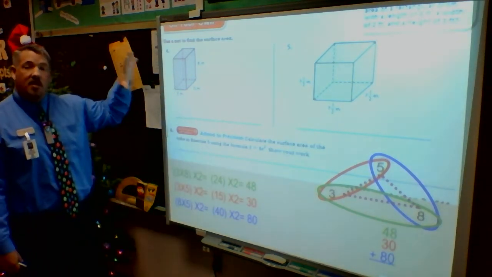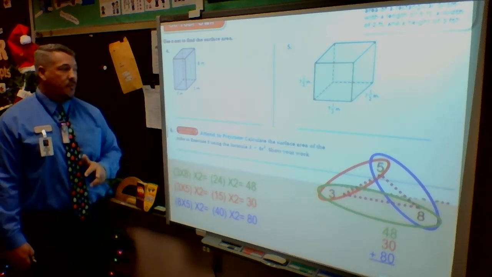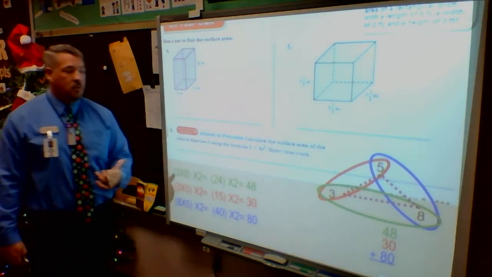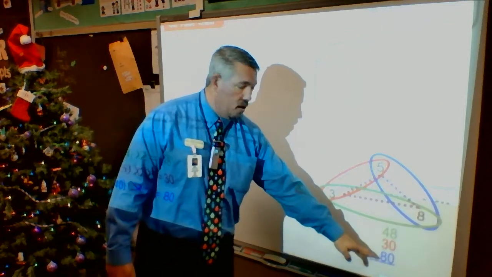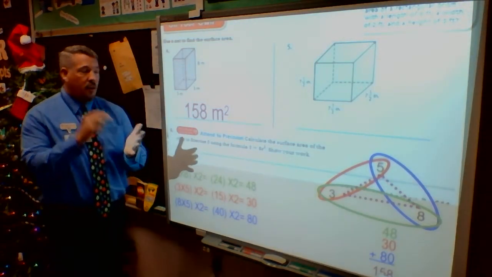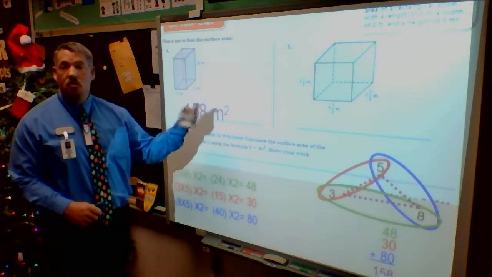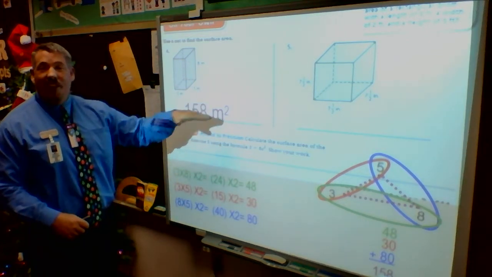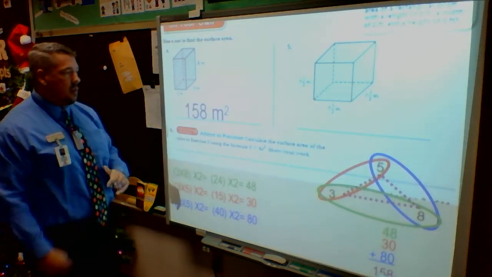To find the surface area, all the areas together of those faces, I just add them together. So I have 48 plus my 30 plus my 80. And I know when I add those together and I type them into my calculator, I get 158 square meters. Once again, the label has to be squared because it is an area problem.